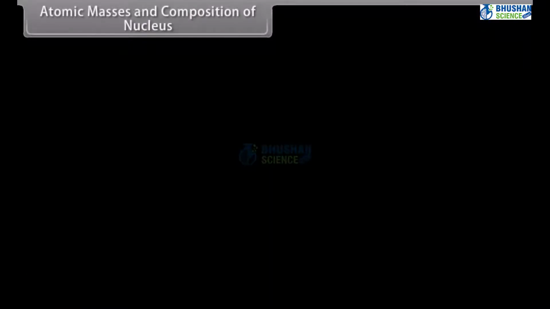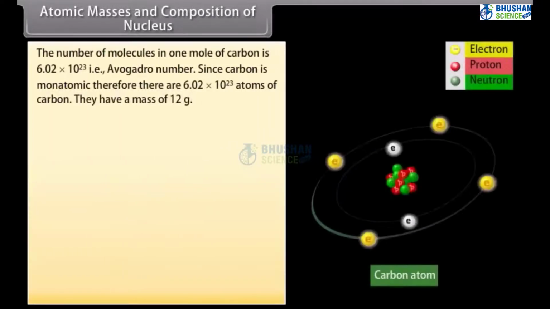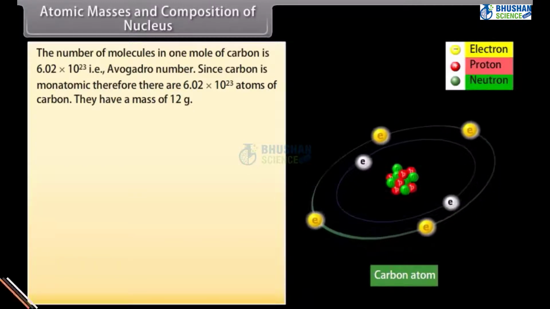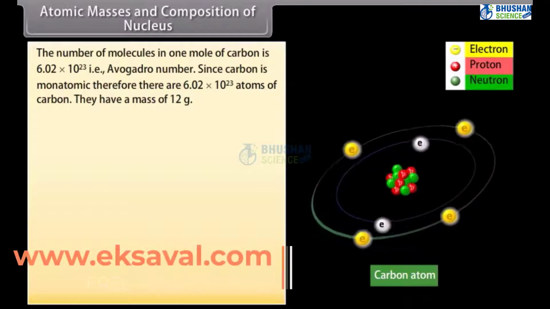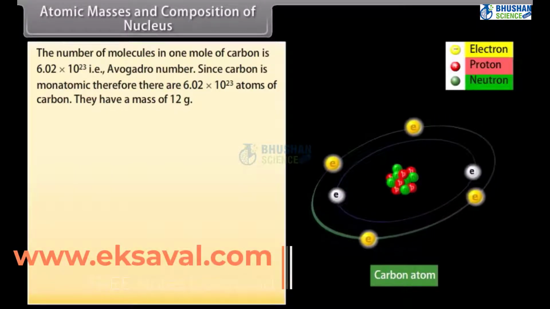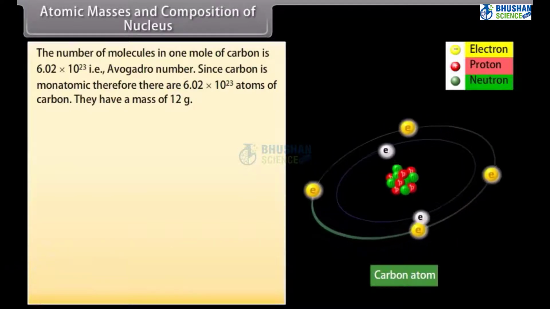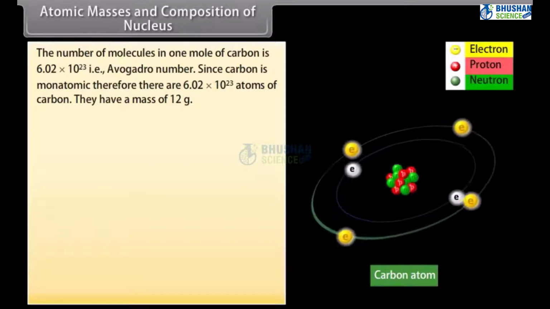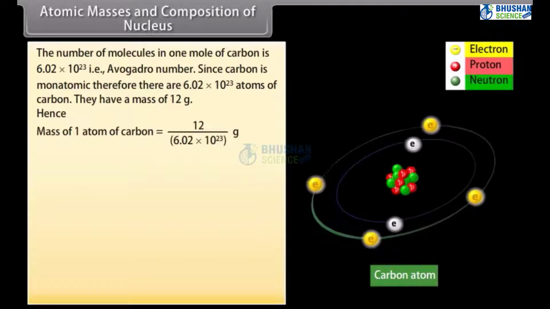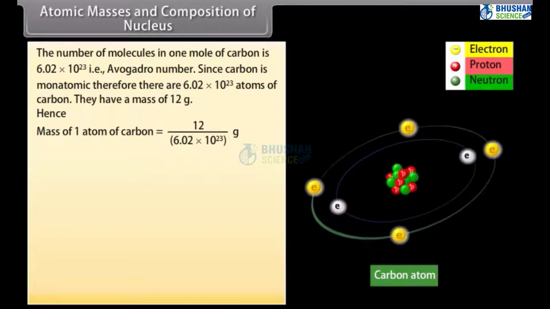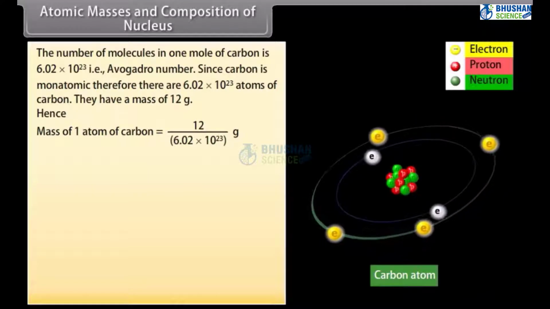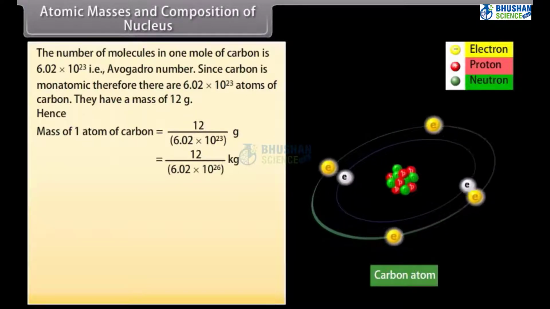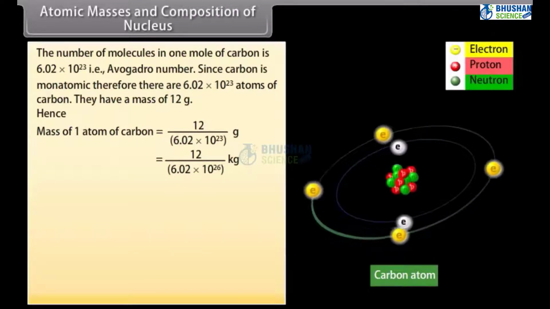Atomic masses and composition of nucleus. The number of molecules in 1 mole of carbon is 6.02 into 10 raised to the power 23. That is Avogadro number. Since carbon is monoatomic, therefore, there are 6.02 into 10 raised to the power of 23 atoms of carbon. They have a mass of 12 gram. Hence, mass of one atom of carbon is equal to 12 by 6.02 into 10 raised to the power of 23 gram, which is equal to 12 by 6.02 into 10 raised to the power of 26 kilogram.